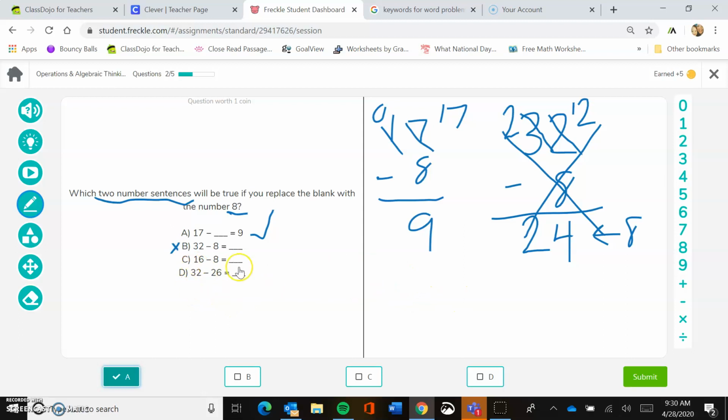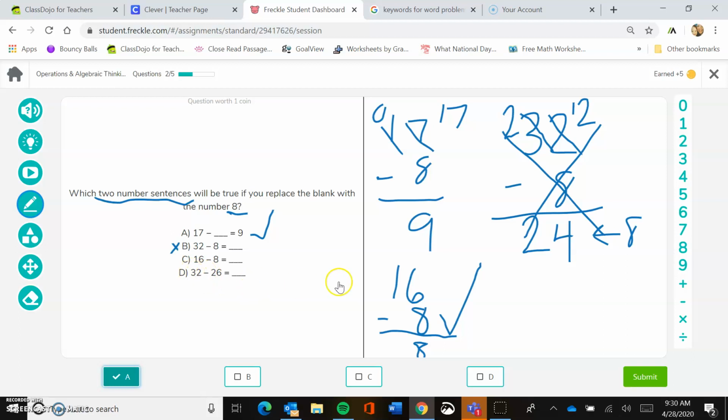Let's try C here. Look at this one. 16 minus 8. And then in that blank, there should be an 8 here. Well, this one, I don't need to work this out. I know if I put an 8 here in the blank, and if I went backwards, say I was trying to add these to get this number, 8 plus 8 would be 16. So 16 minus 8 would have to be 8. So that one does work out.